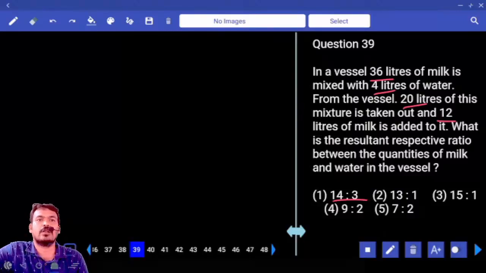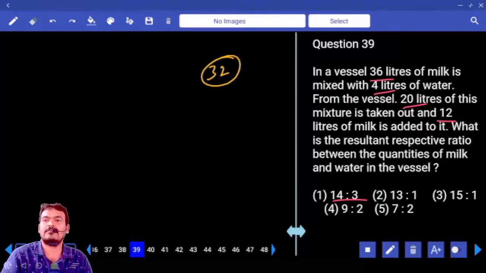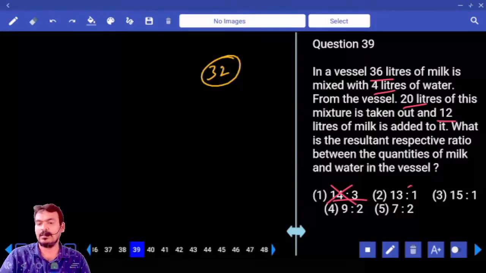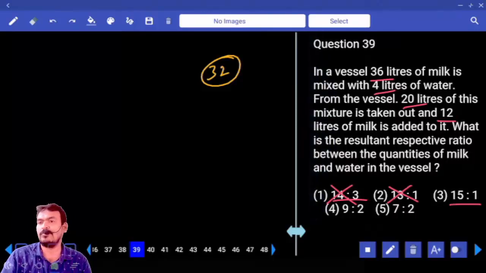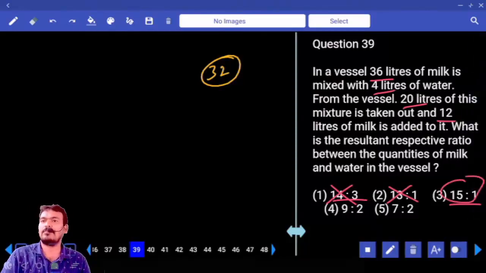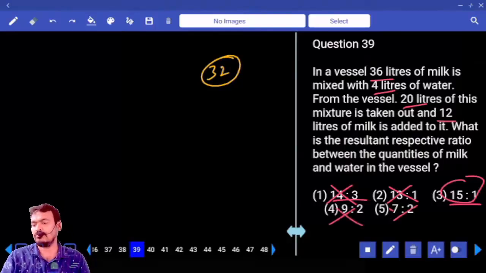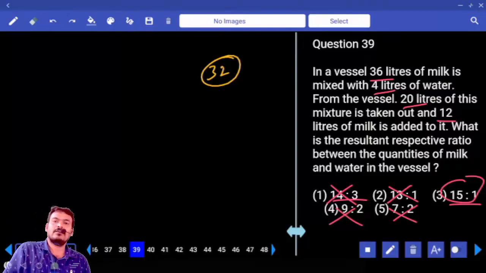14 plus 3. Total how many parts? 17 parts. 32 is exactly divisible by 17? No. Second option, 13 is to 1. Total how many parts? 14. 32 is exactly divisible by 14? No. Third option, 15 is to 1, 16. 32 is exactly divisible by 16 or not? Next. Fourth option, 9 plus 2, 11. 32 is divisible by 11? No. 7 plus 2, 9. 32 is divisible by 9? No. Then answer, third option or not?